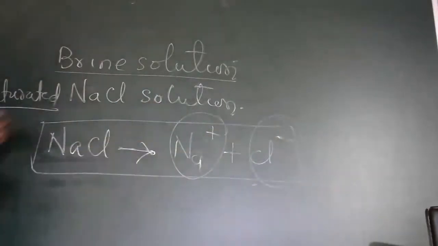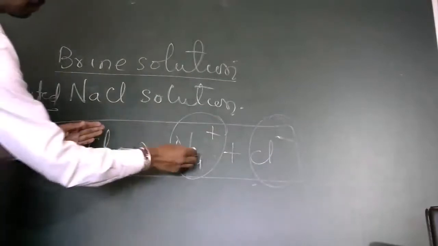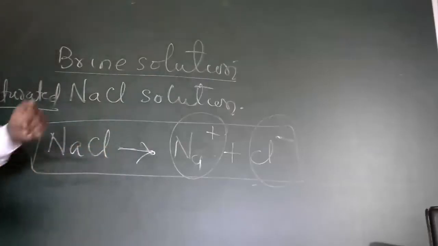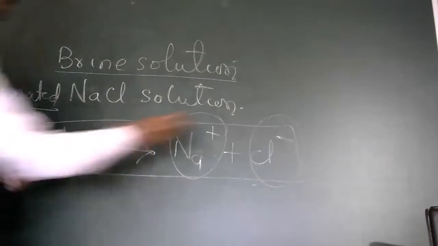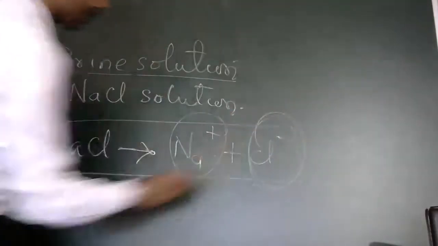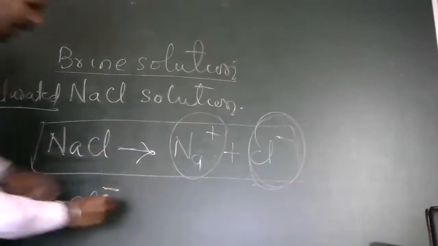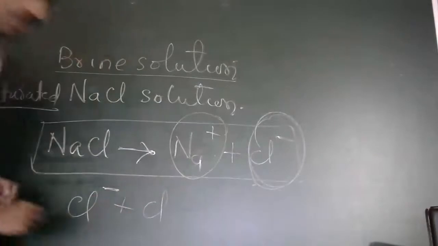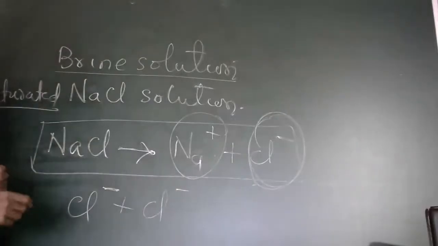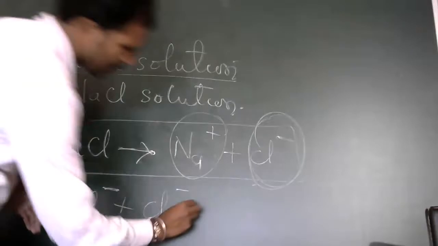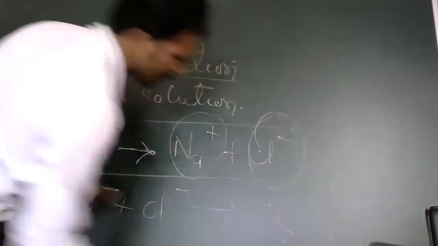Here, chlorine is produced in the process. Cl- is produced. It will react with one more Cl-, if you take one more Cl, so it becomes chlorine. Simply, I can tell you, chlorine is formed.